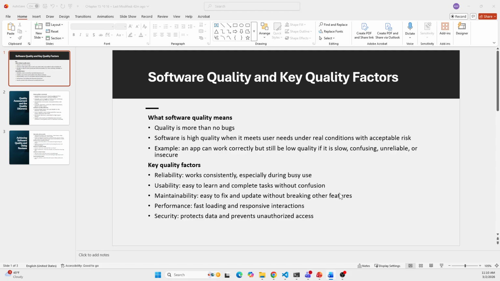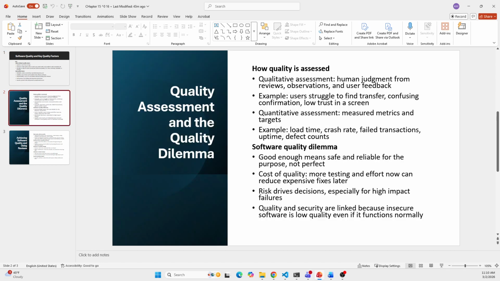So quality is not just no bugs, it's reliability, usability, maintainability, performance, and security working together so that the software performs well in real life, not just in testing. So that's about that. And next we'll discuss two topics here: how we assess software quality, and the quality dilemma, meaning why teams struggle to decide what good enough is. And we'll use here an online banking system for example.